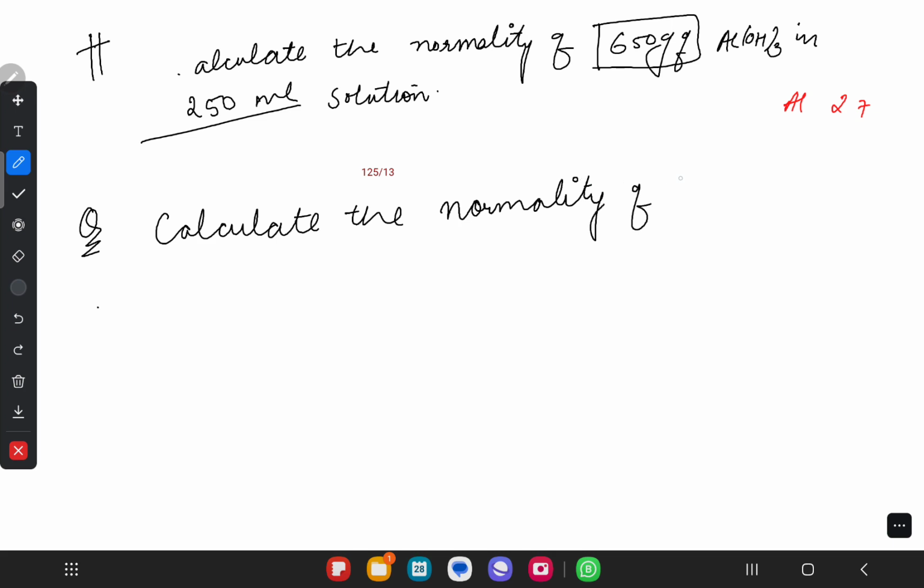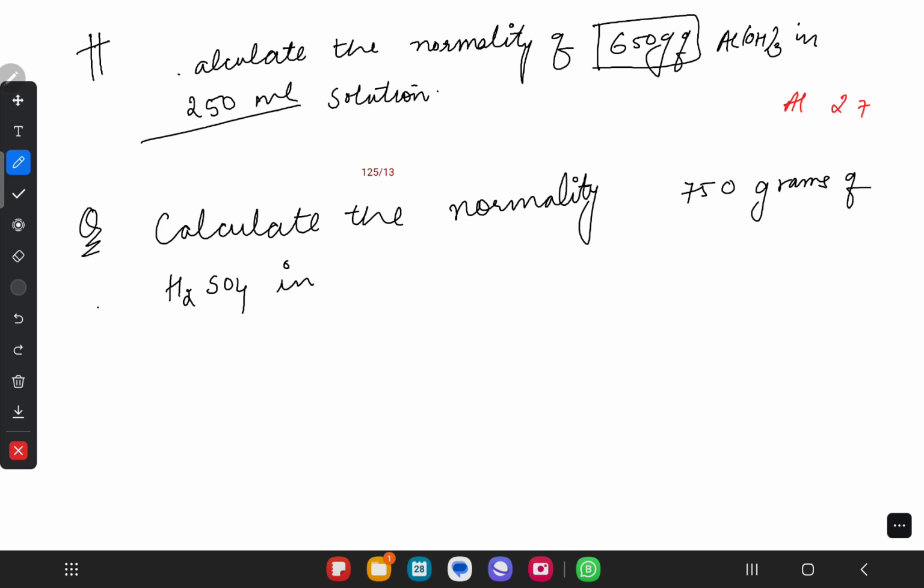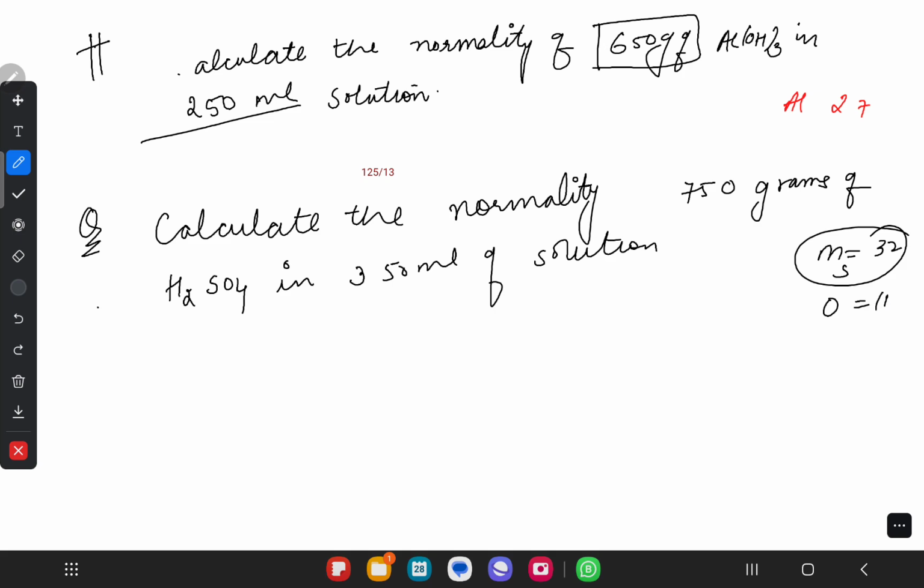Calculate the normality of 750 grams of Al in 350 milliliters of solution. And the masses I'm telling you: sulfur is 32, oxygen is 16, H is 1.